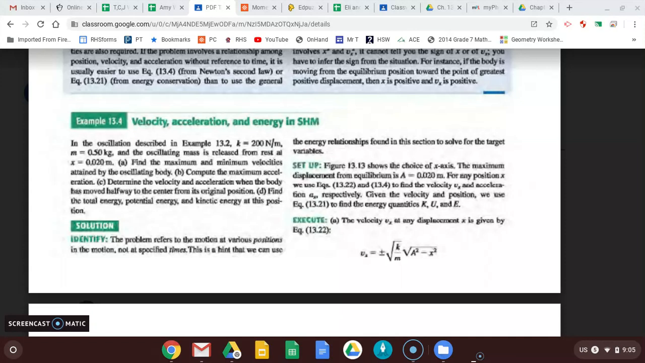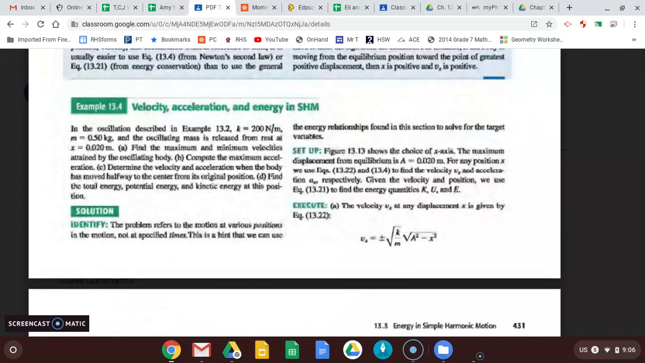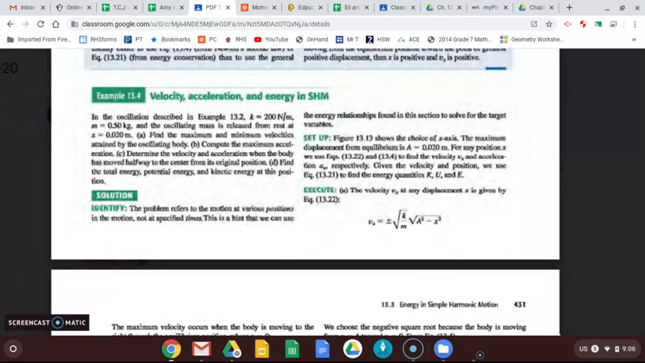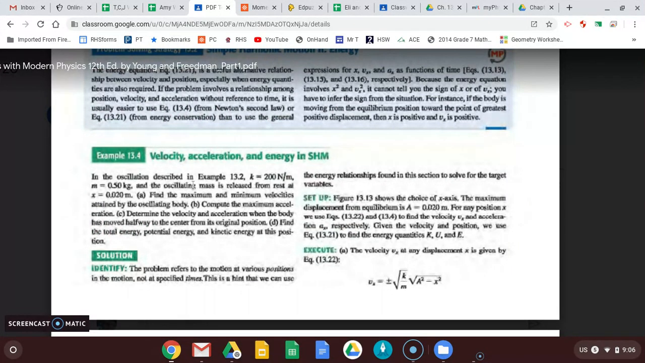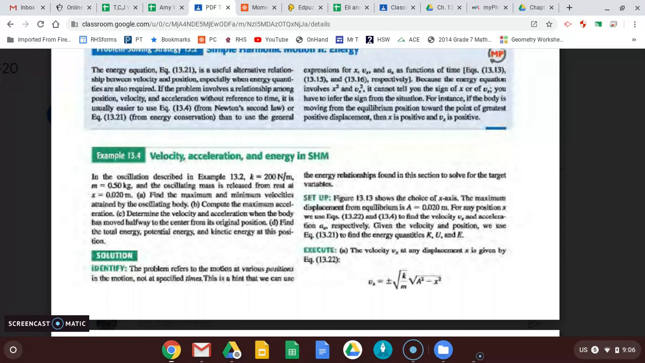All right, guys, we're going to go over example 13.4 in your online textbooks. This is from the section going over energy in SHM. This is on page 430 of that textbook, if you want to follow along. That's titled Velocity, Acceleration, Energy in SHM.